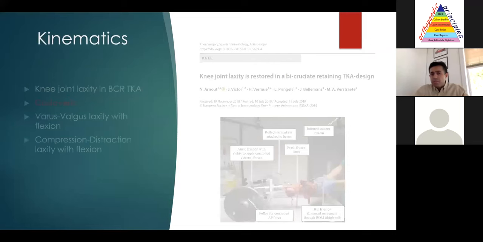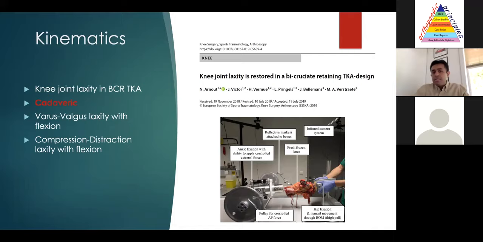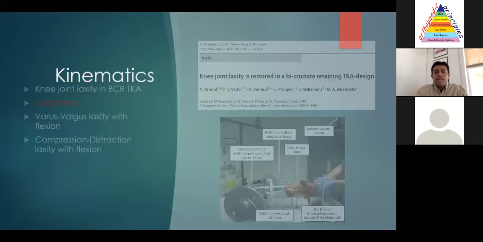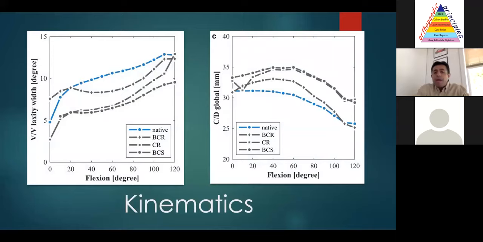Now, how do you assess laxity in a bicruciate retaining design? This was a cadaveric study performed by Dr. Bellemann's group in Belgium. They looked at varus valgus laxity during flexion and compression distraction laxity with flexion using this bicruciate retaining design. They found, again, the native knee is in blue. The bicruciate retaining knee has this diamond gray effect. And that seems to match most closely with the native as compared to other designs.